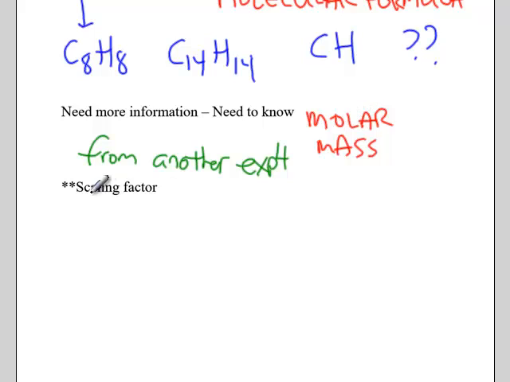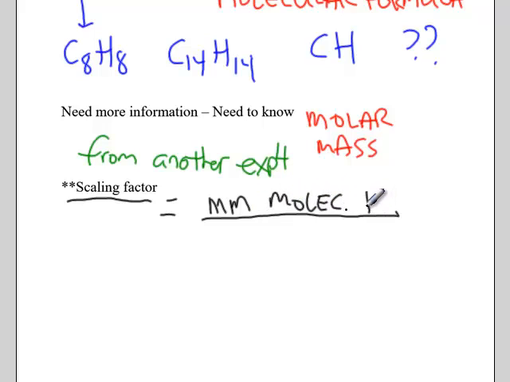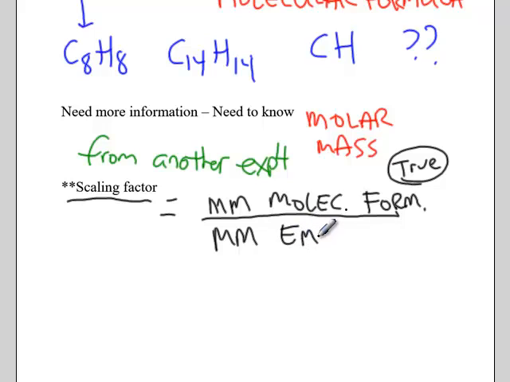Once we have that molar mass, we can calculate what's called the scaling factor. Scaling factor is just the ratio or the division of the molar mass of the molecular formula, which is the true ratio of the atoms together in the compound. We're going to divide that by the molar mass of the simplest or empirical formula, which we get from the mathematical analysis that we've been working on.